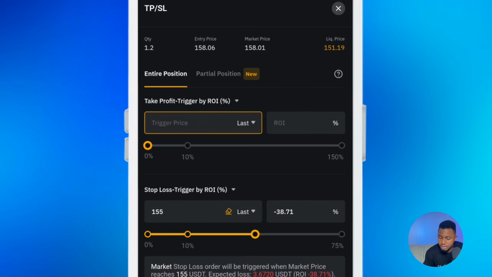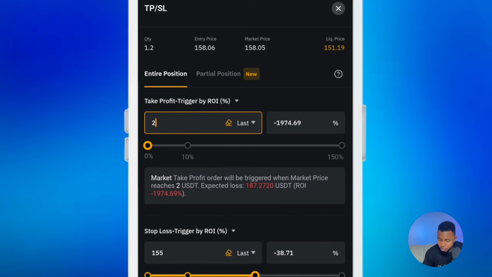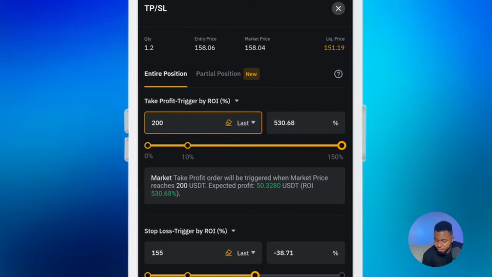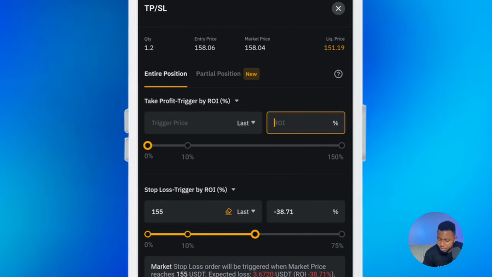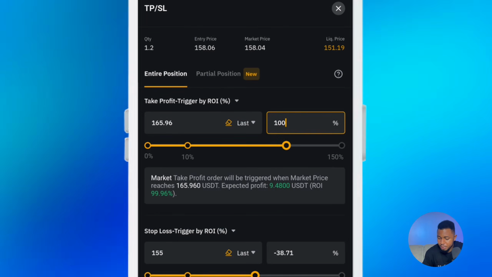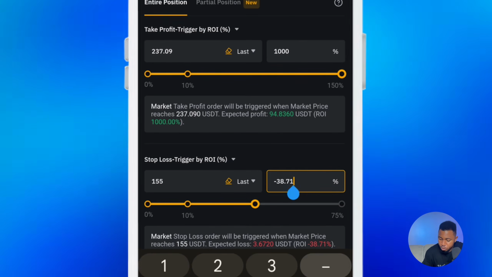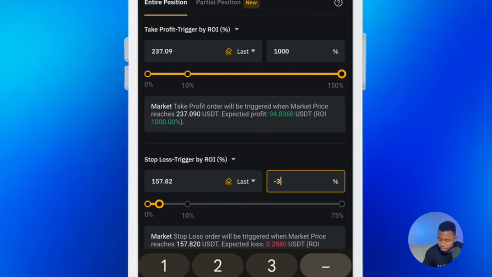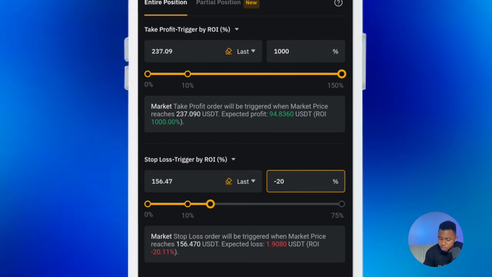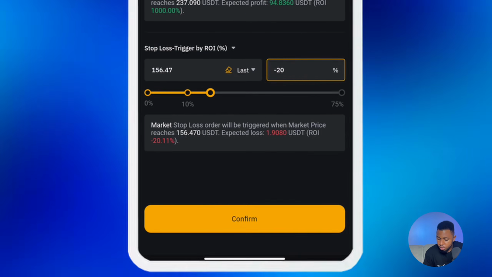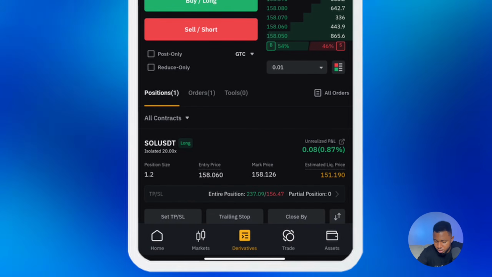And for the take profit, I can also drag this to the highest point. I can come here and put in a price, let's say $200. So that should give me about 530%. Or I can also write it based on percentage. I can say okay, if this thing gets to 1000%, close this trade for me, I'm going to make $94. And I can also do percentage here too by saying okay, if this gets to minus 20%, it's just going to pick the correct number for you. So I can click on confirm, and right now my trade is running.